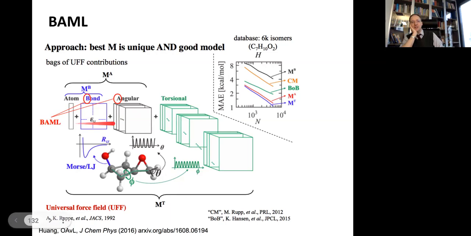We can include this only for bonds. So this is now on the 6,000 isomers from QM9, and this is your learning curve. If you just include bonds in your representation, you're actually worse than the Coulomb matrix. So the bonds would suffer from not covering homometric molecules. As soon as you include angles, you get a dramatic improvement in learning. And as you include torsion, there's even some more. So that is very encouraging. It aligns with the idea that the more physics you include in your representation, the better your model will be.